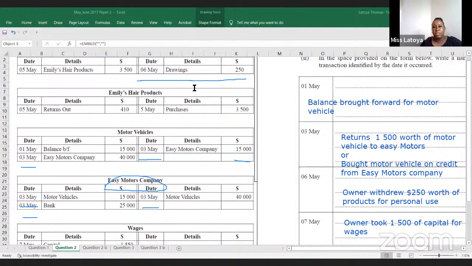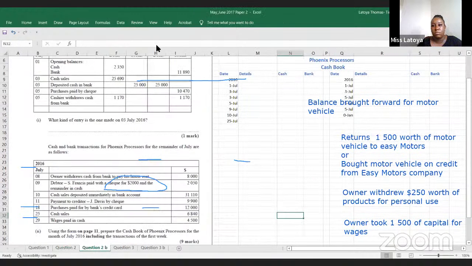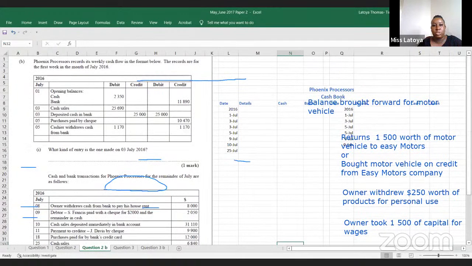This question, yes, I know some of these questions can be a bit long, but this paper, we can agree that it's not as tough as it looks. Once you know the content, it's really going to be simple. Okay, so we are going on to part B of this question.